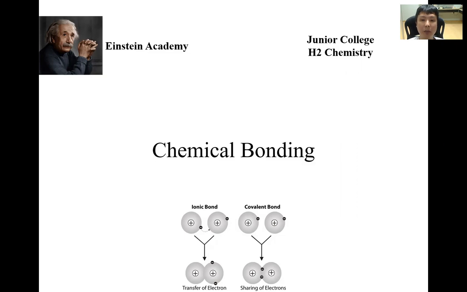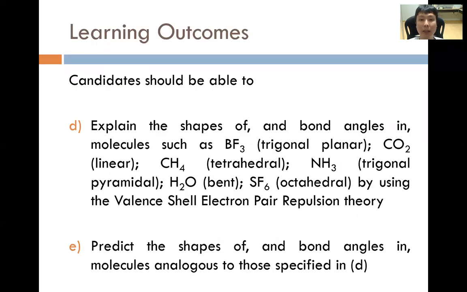In the last video, we looked at learning outcomes D and E from the topic of chemical bonding from the JC H2 chemistry syllabus. In this video, we will look at a few A-level questions that specifically test on these two learning outcomes. So these are learning outcomes D and E. I'm not going to read through them again. However, I'd just like to summarize these two learning outcomes by saying that you need to be able to use the VSEPR theory to basically predict both the shape and the bond angles in many different covalent molecules.